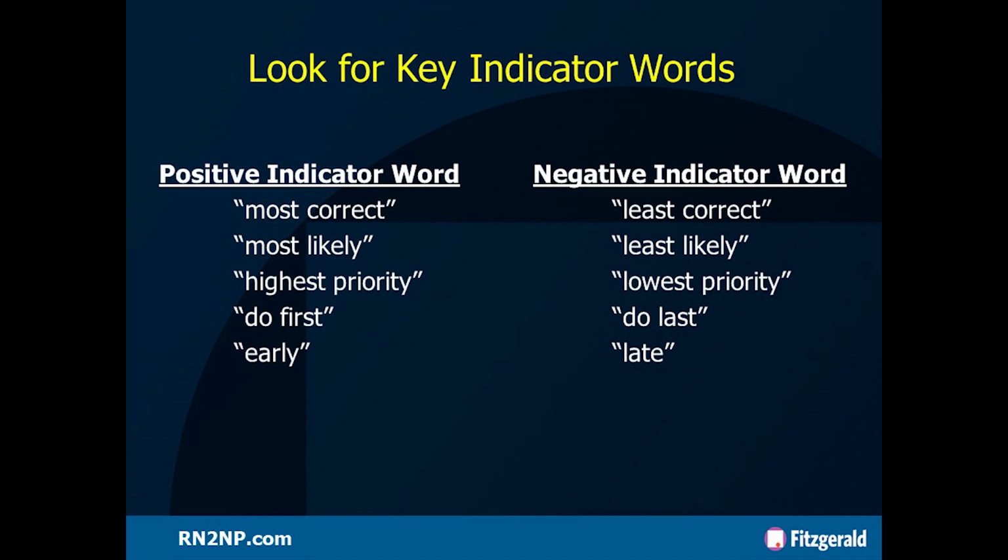What has the highest priority? What has the lowest priority? What would you do first? What would you do last? What is an early sign of shock? What is a late sign of shock? These are the types of errors that most test takers continue to make because they're not even aware that they're making these types of errors.